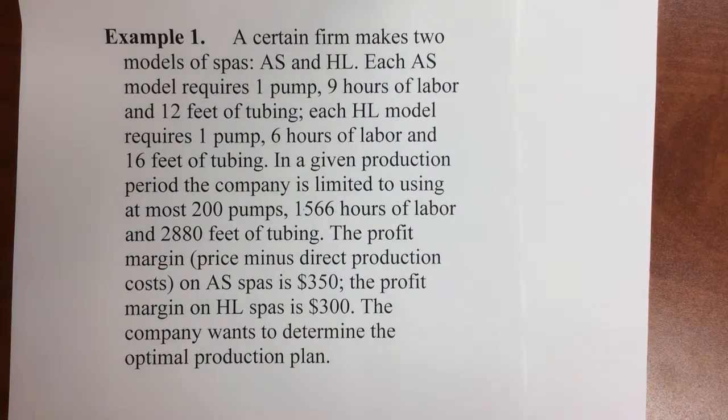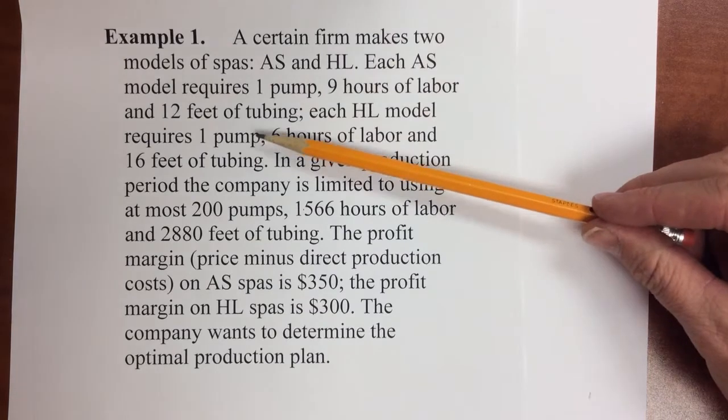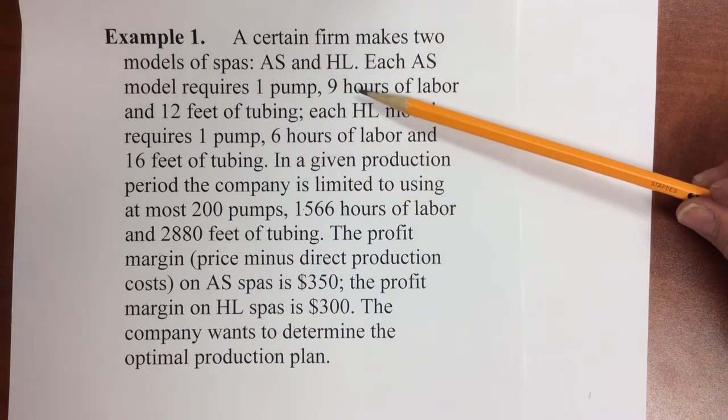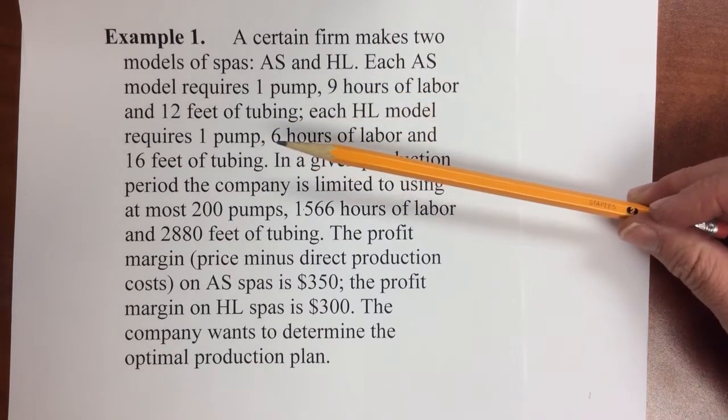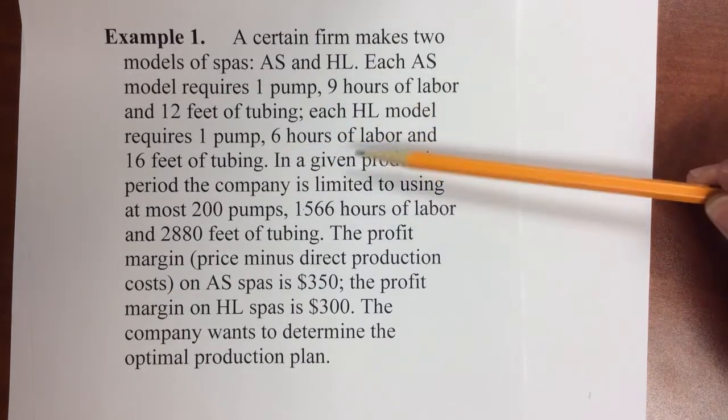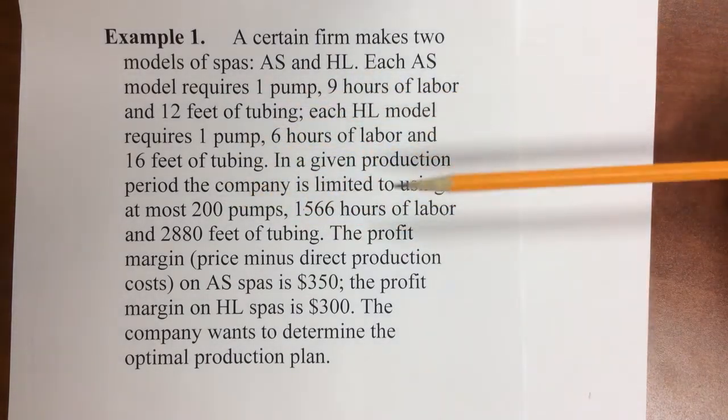So here's a scenario. Example 1. A firm is making 2 types of spas, an AS spa and an HL spa. Each of these spas requires 3 components, but different amounts of each component. An AS spa requires 1 pump, 9 hours of labor, and 12 feet of tubing to produce 1 spa. An HL model requires 1 pump, 6 hours of labor, and 16 feet of tubing. So both of them require 1 pump, but there's a trade-off now. The AS spa requires more hours of labor, but less tubing. So those are the requirements of what it takes to build a spa.